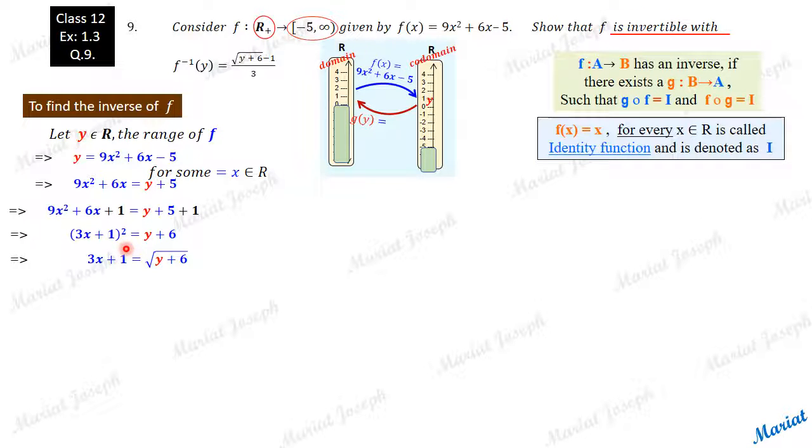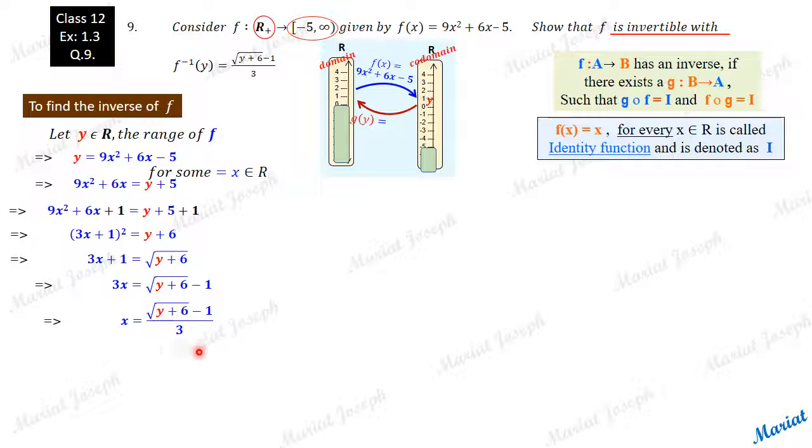This was whole square, now it is 3x plus 1. So what is 3x equal to? Root of y plus 6 minus 1. And what is x equal to? Root of y plus 6 minus 1 upon 3. Here it is. This is the rule we are given. We simply ignored it and prepared it on our own.